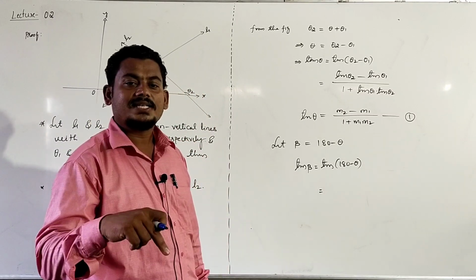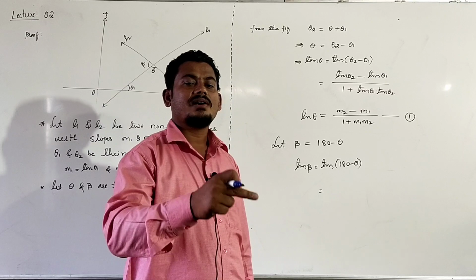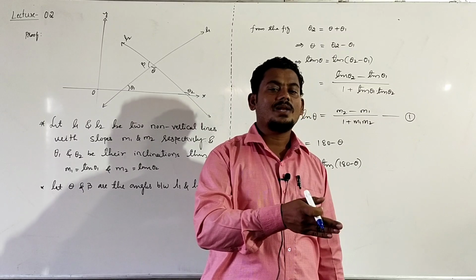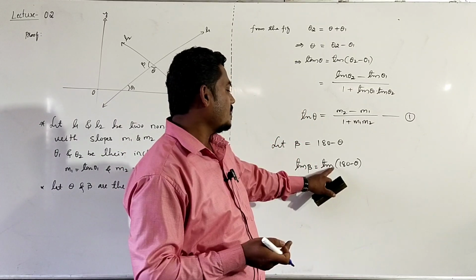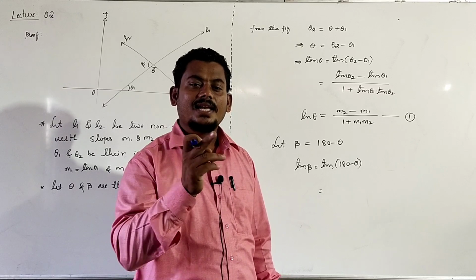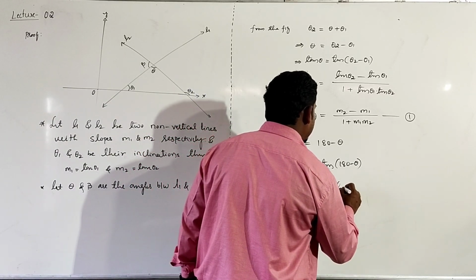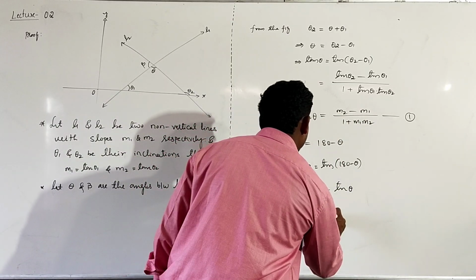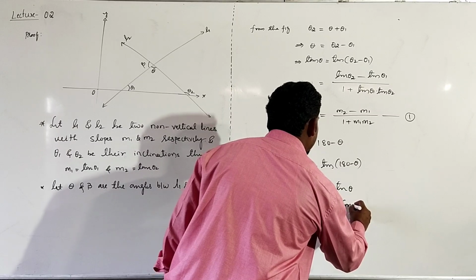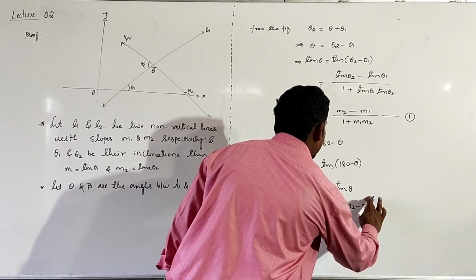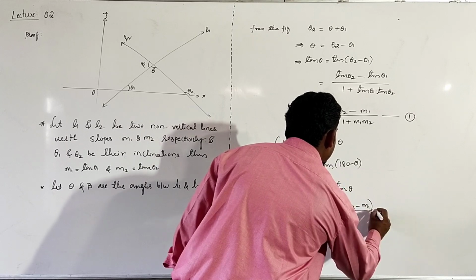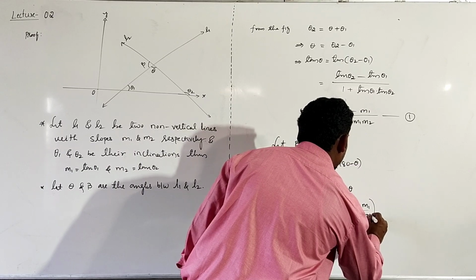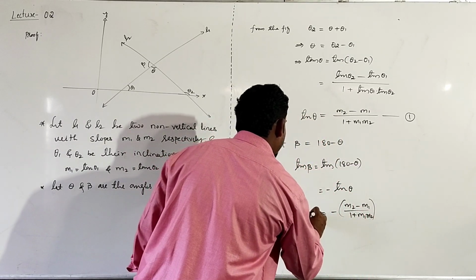Tan of 180 minus theta means the ratio remains the same, but because of 180 minus, which quadrant? 180 minus some value means clearly the second quadrant. In the second quadrant, whether tan is positive or negative, clearly negative, right? Minus tan theta. Already from equation number 1 we have the tan theta value, that is equal to minus of m2 minus m1 divided by 1 plus m1 into m2. This is the tan beta value.